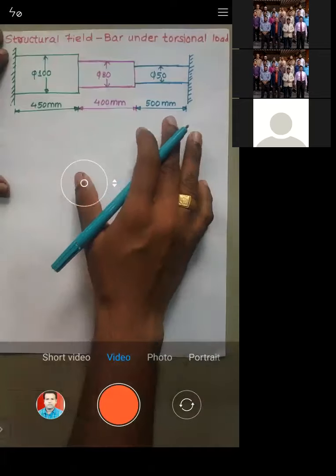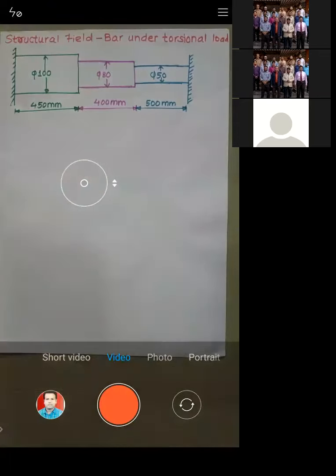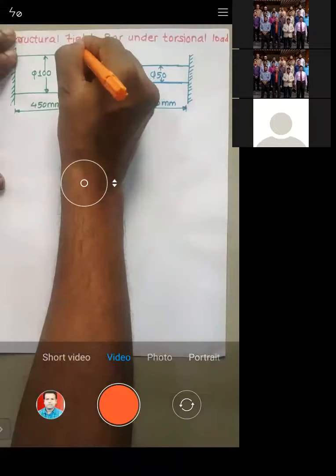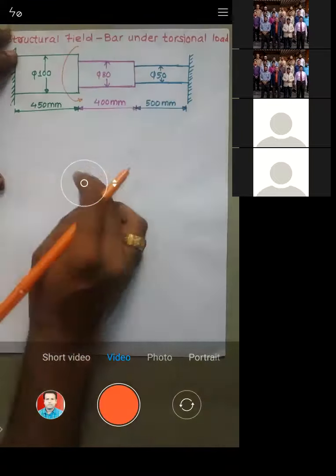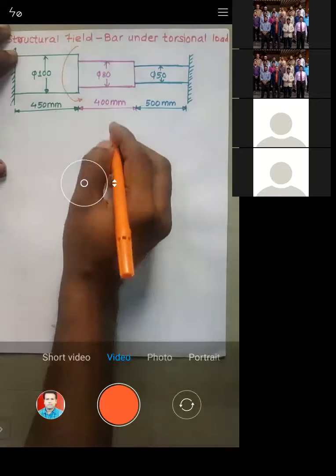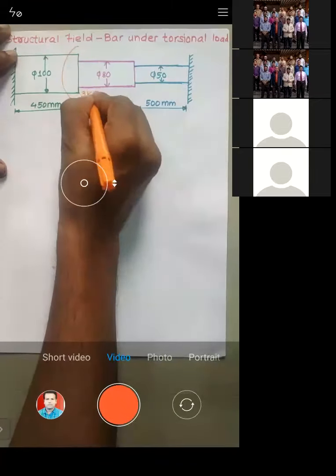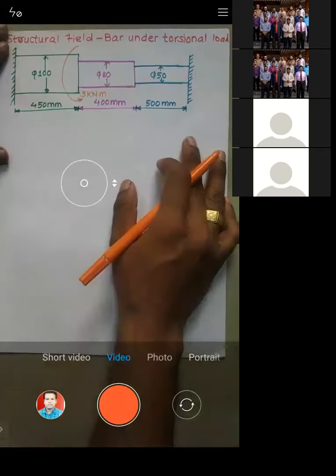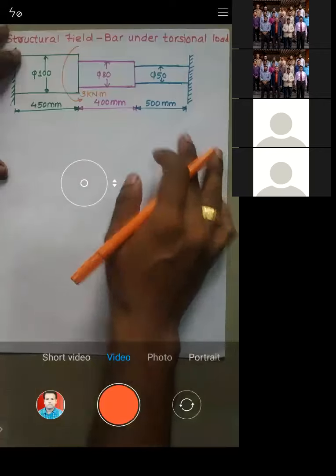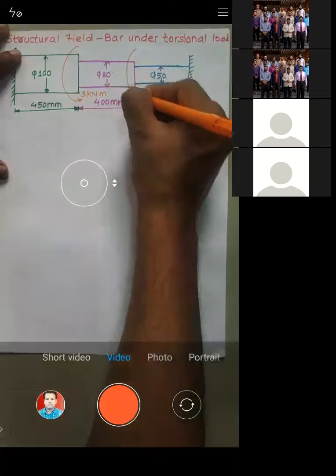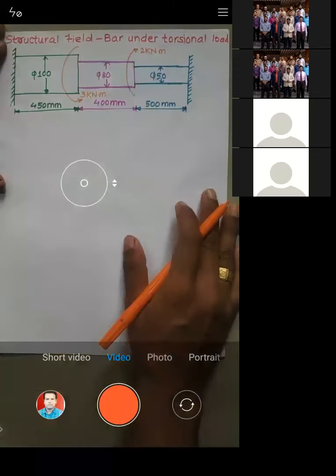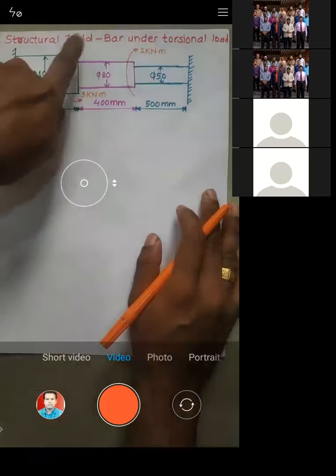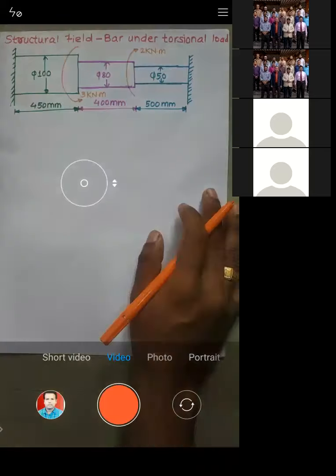Now what they are doing is, they're applying one torque here, which measures 3 kilonewton meter. And here they applied again a torque which is measuring 2 kilonewton meter. So this is basically the magnitude: 3 kilonewton meter, 2 kilonewton meter. You can see one is anti-clockwise, the other is in clockwise direction.